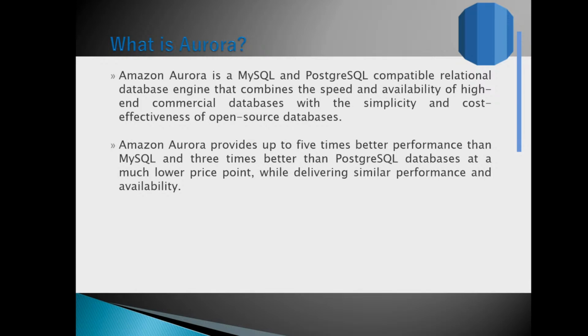So in RDS you have seen MySQL and Postgres SQL engines are available, but Aurora is created on top of MySQL and Postgres. So Amazon has taken the open source MySQL database and enhanced the performance of MySQL or Postgres SQL.